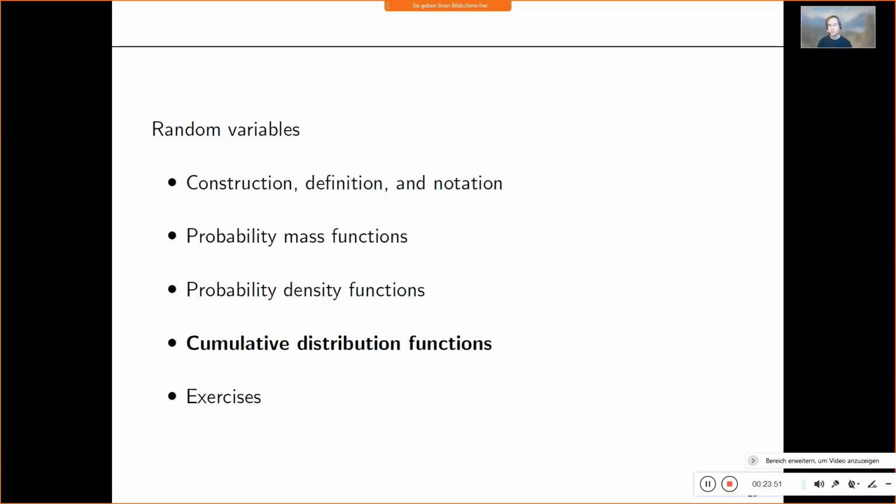I think probability mass and density functions, once one has seen a lot of probabilistic models, one is quite used to, and that's all fine. But then at one point one always needs also to look into cumulative distribution functions, and this is then a little bit more of a hassle. So I spend a little bit more time on those now.